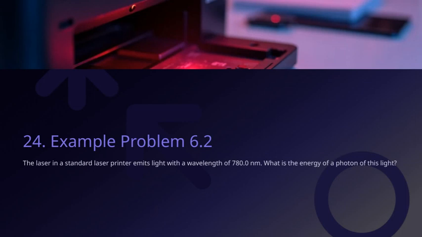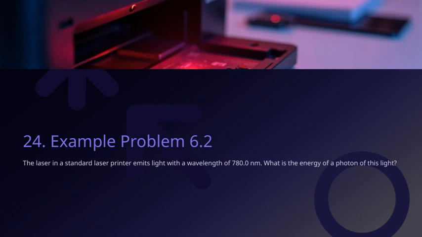Now, on this slide, we're looking at a typical laser in a standard laser printer, which emits light at a wavelength of 780 nanometers. This is a very specific wavelength, and understanding its energy is crucial for appreciating how lasers work at a fundamental level. The key question here is, what is the energy of a single photon of this light? Remember, in the context of electromagnetic radiation, each photon carries a specific amount of energy directly related to its wavelength.